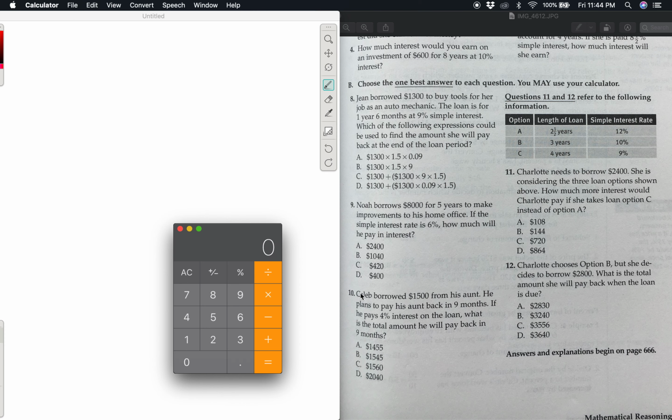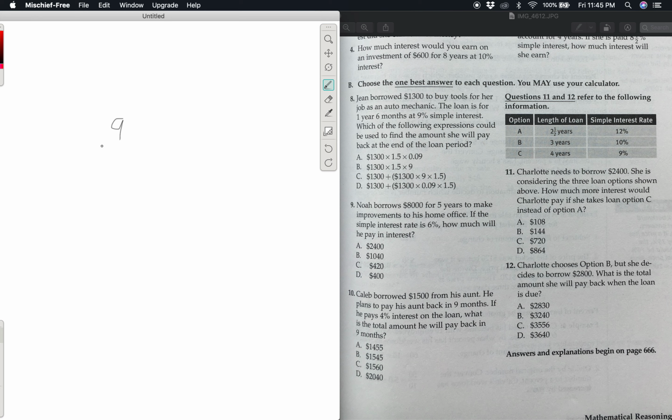So number 10, Caleb borrowed $1,500 from his aunt. He plans to pay his aunt back in 9 months. If he pays 4% interest on the loan, what is the total amount he will pay back in 9 months? So we know 9 out of 12. This one's easier to figure out because 3 goes into both of these numbers. 3 goes into 9 3 times. 3 goes into 12 4 times. So it's 3/4. Can it go any lower? No, not really. So 3/4.